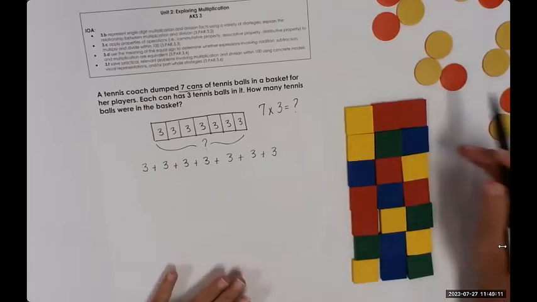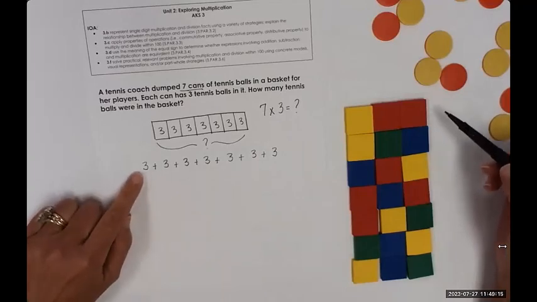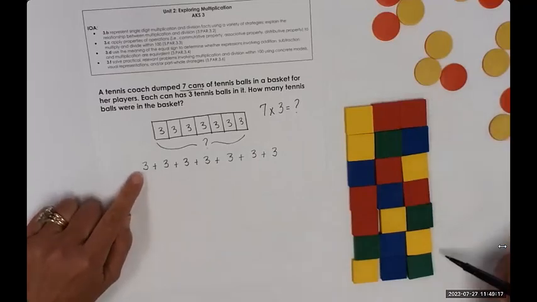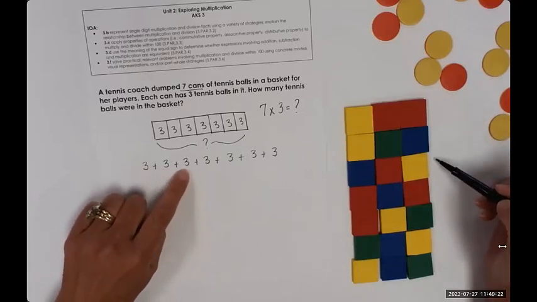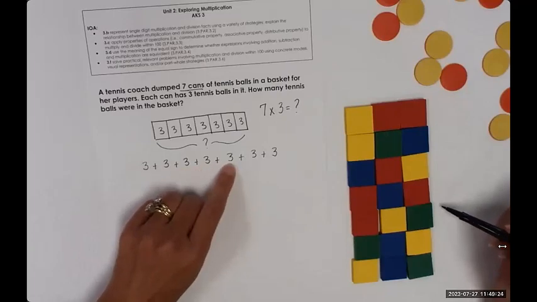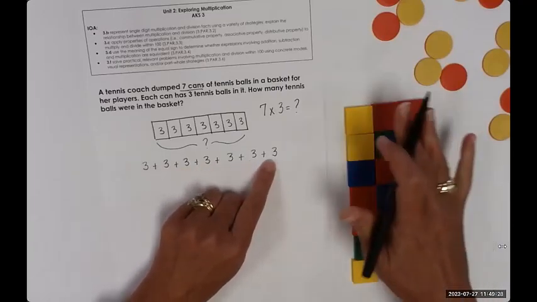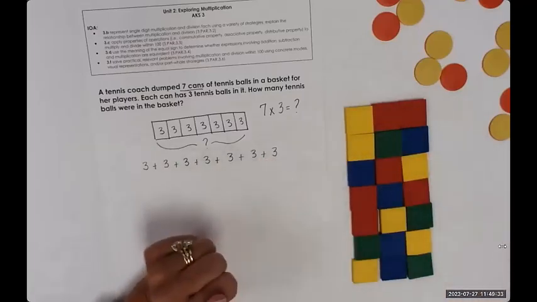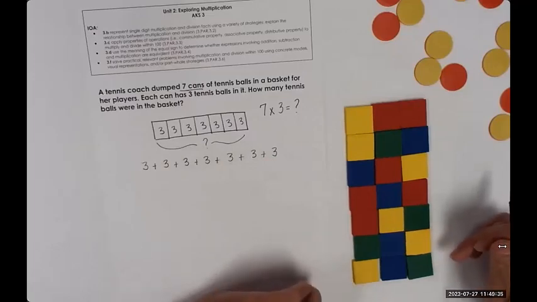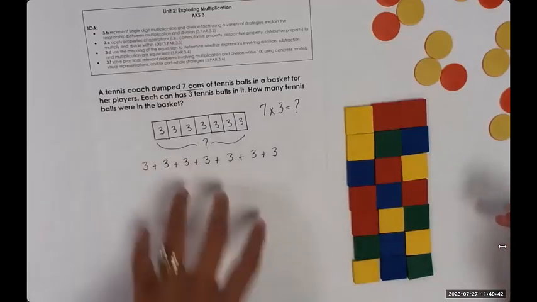What you will make connections to for your children is that the repeated addition is still the same for the array model. We have 3 plus 3 plus 3 plus 3 plus 3 plus 3 plus 3. Again, they will count all because it's a brand new concept for them. So they will count all and determine that, yes, there are 21 tennis balls in the basket.